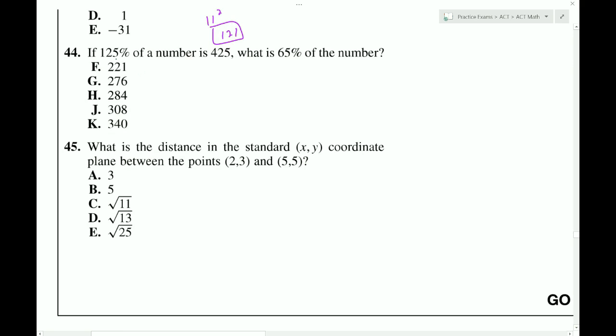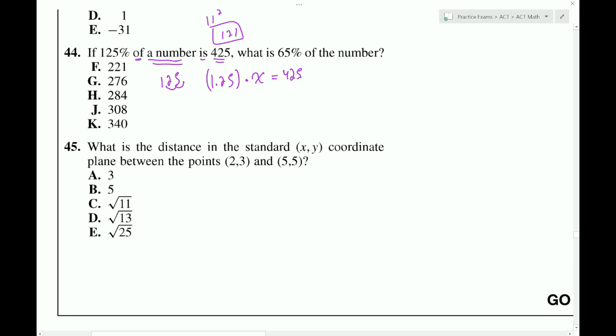Alright, next, 125%. So 125%, you can interpret this one of two ways. Percent means divide by 100. Alternatively, instead of doing that, you can also move the decimal twice to the left, which is usually the option that I will end up doing. Then we have of, so that's times. Okay, a number usually means x, right? Some unknown. Is means equals 425.